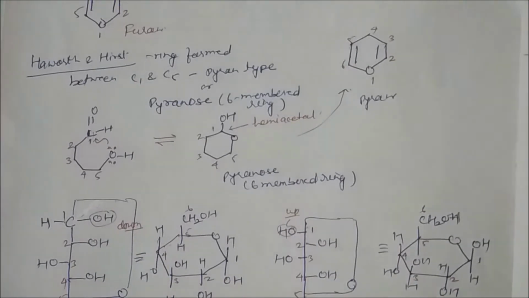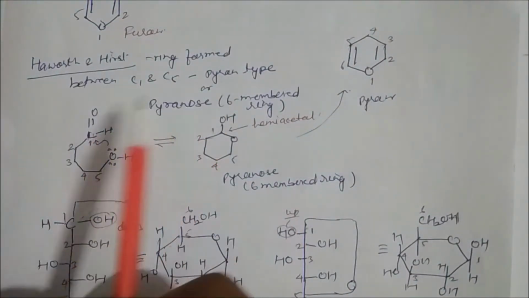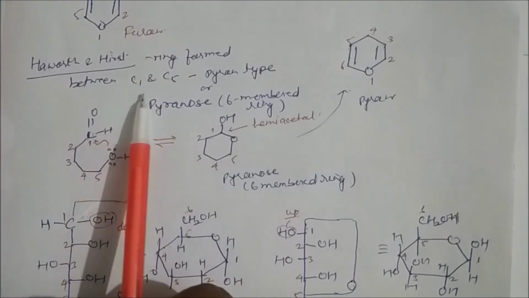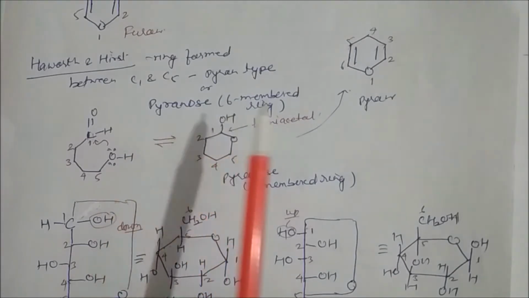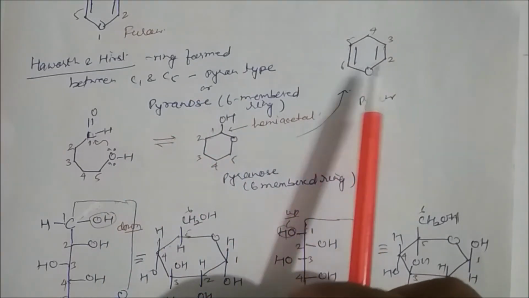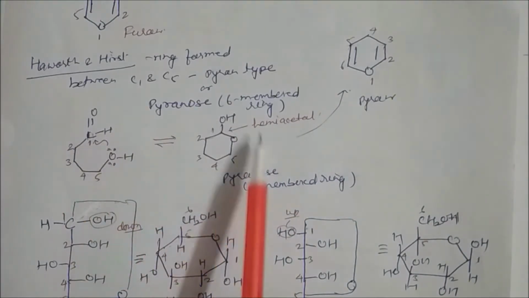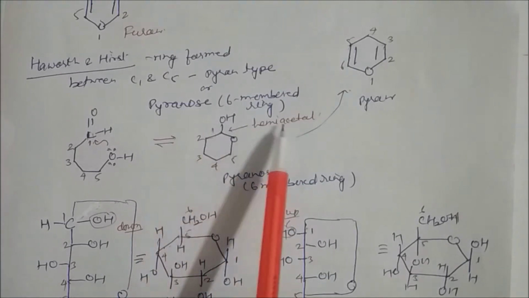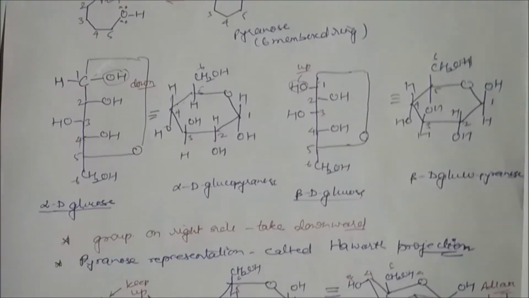Next, the scientists Haworth and Hirst. These two scientists also described the ring between C1 and C5. That is called the pyran type, or pyranose, a 6-member ring. This is the pyranose structure. You can see here how this lone pair attacks the carbon to become this pyranose 6-member ring structure, and this carbon is sp3, called a hemiacetal. So now you will easily understand this diagram.